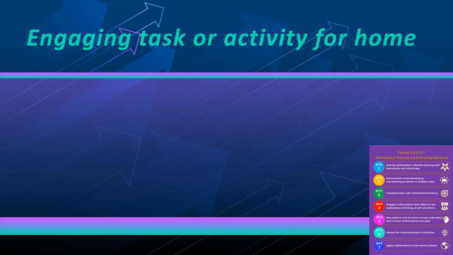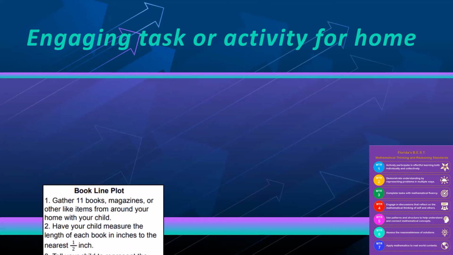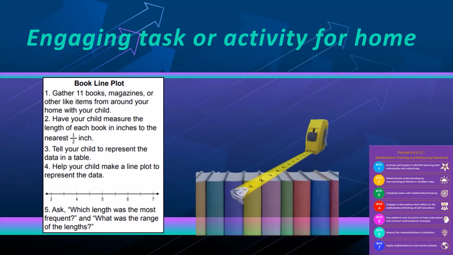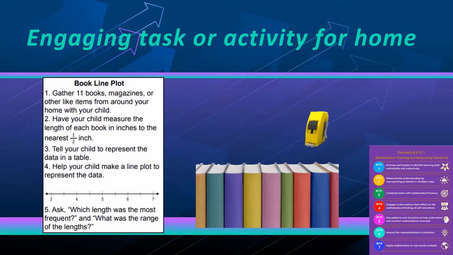This is a skill that could be practiced at home. This activity is called a booked line plot. You're going to find 11 books, magazines, or different objects around the house. Your next step is to measure these objects to the nearest half inch and then use these data points to create a line plot. Once the line plot is created, we want to ask the student questions like, which length measurement is the most frequent, or what is the range of the different lengths. For this activity, the MTRs are 1, 5, and 7.